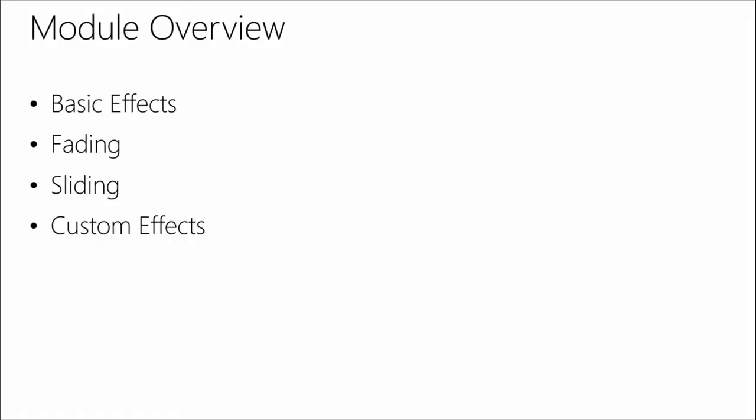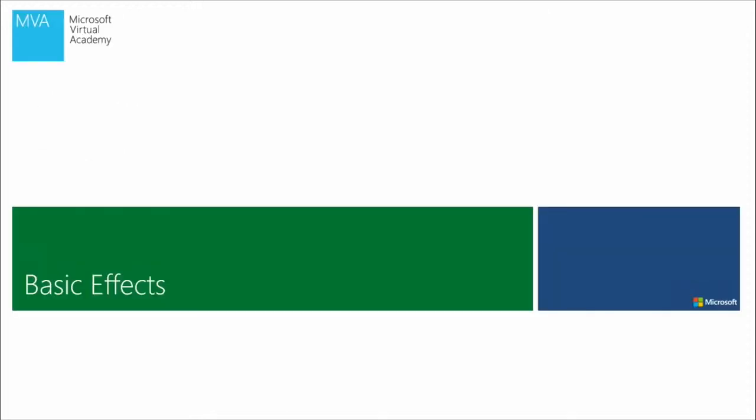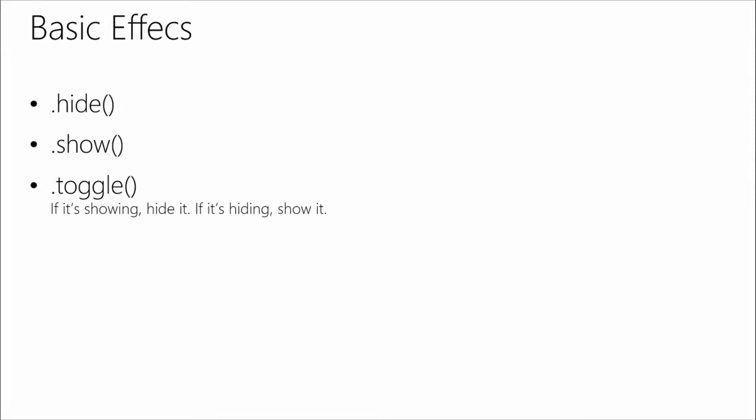Right. So we're going to talk about basic effects, and then we're going to talk specifically about fading, sliding, and then doing custom animations. So basic effects. The basic effects are hiding, showing, and then, I love this one, toggling. Let's do away with the logic of if it's hidden, show it. If it's showing, hide it. Let's just abstract that and say, just toggle it for me. Yeah, that's nice. That's the most boring thing ever to write that code. If it's this, toggle that, blah, blah.